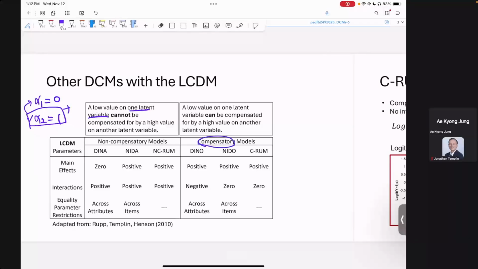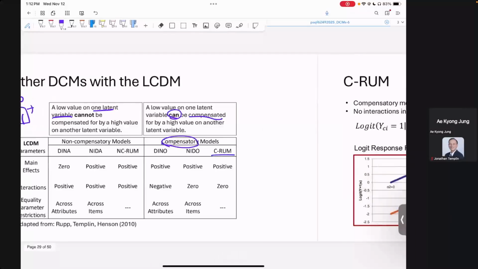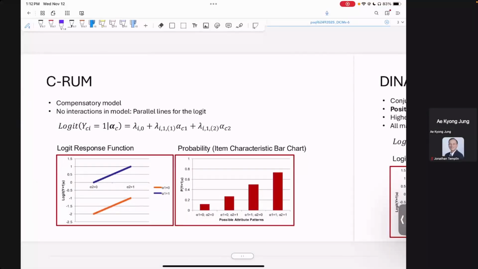But in a compensatory model, it can compensate. Attribute 1, even if it's not mastered, can be compensated by attribute 2. One of the compensatory models is serum. Let's see the details of the compensatory model.